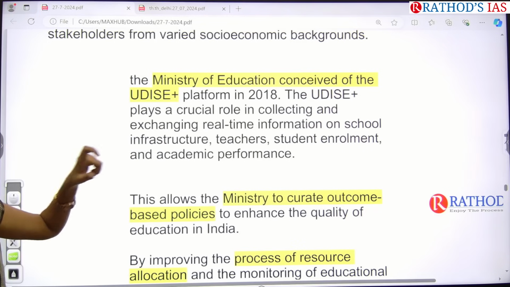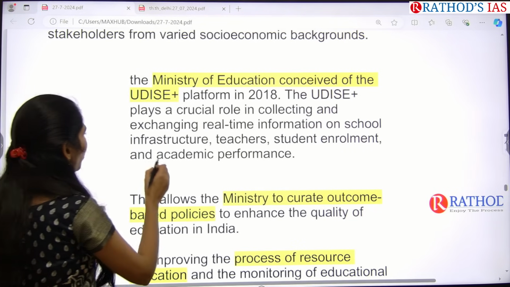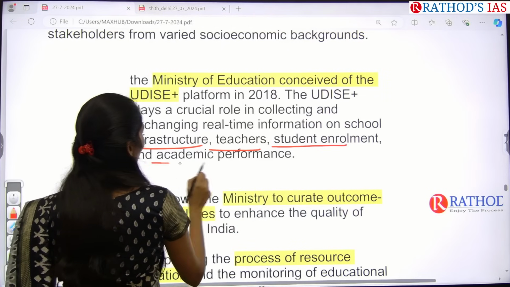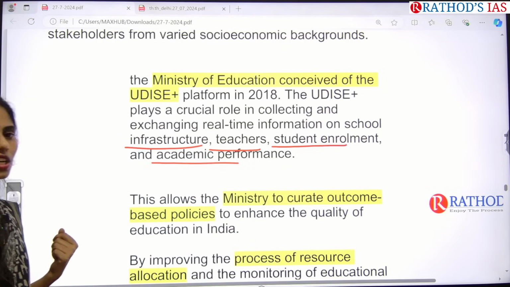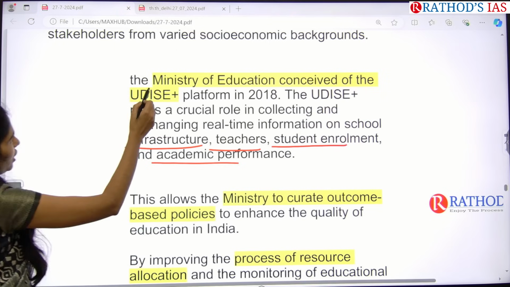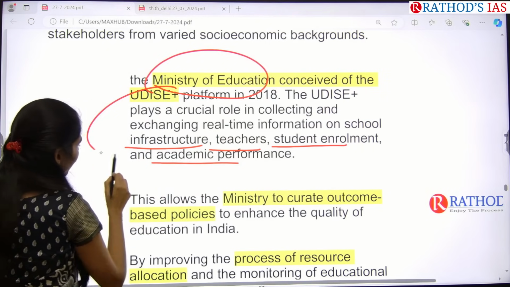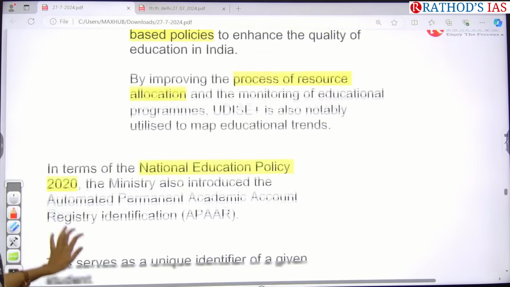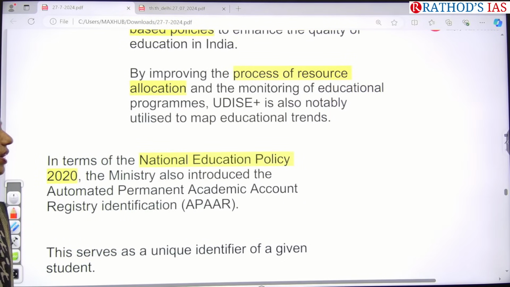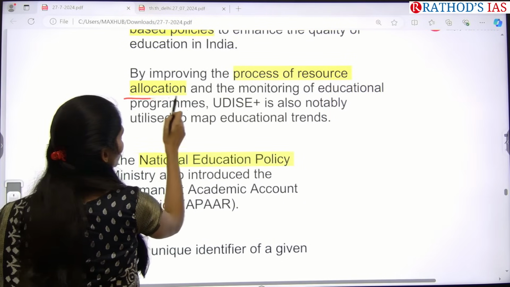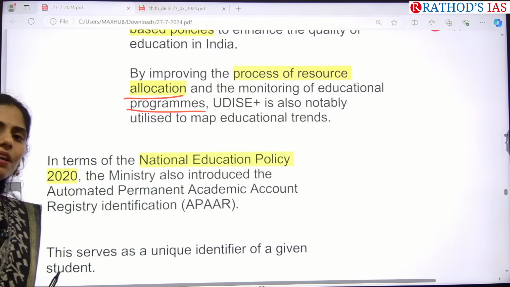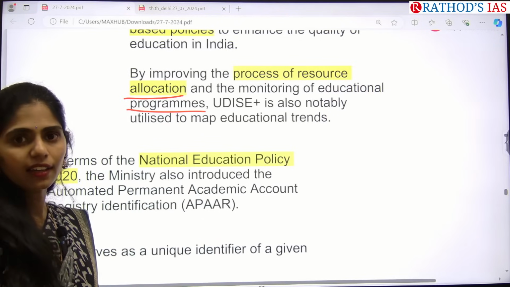Under this, they collect data regarding school infrastructure, teachers, school enrollment, and even academic performance. Whenever the Ministry of Education itself is getting data, that data can be used for better policy making and to ensure the quality of education in India. Even by this data we can focus on resource allocation and monitor educational programs so that we can map educational trends in our country.